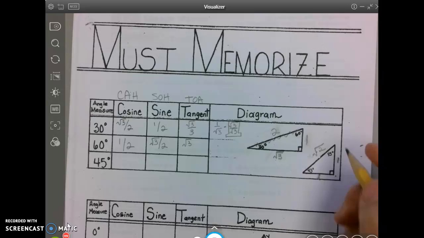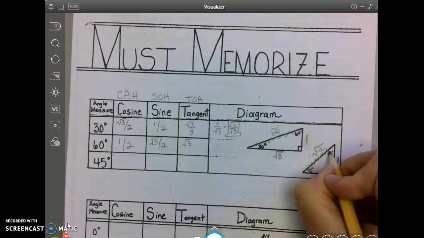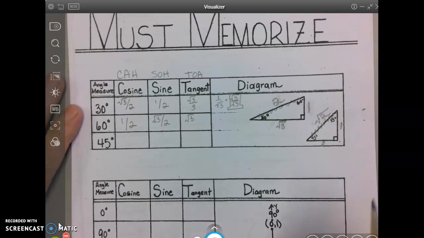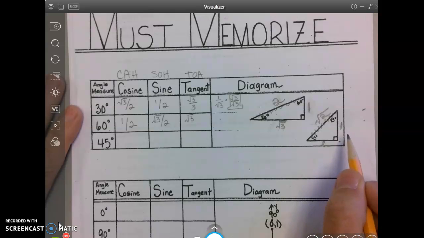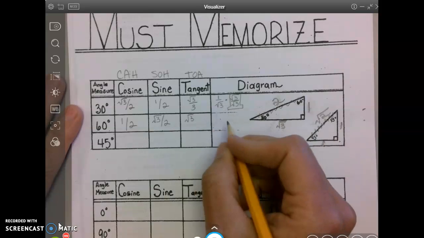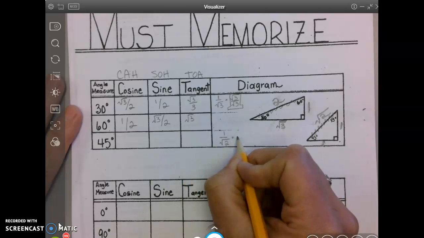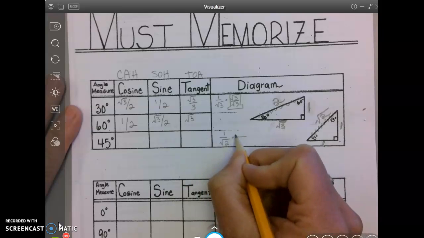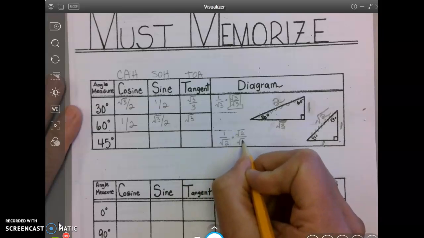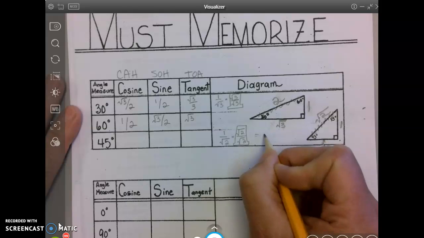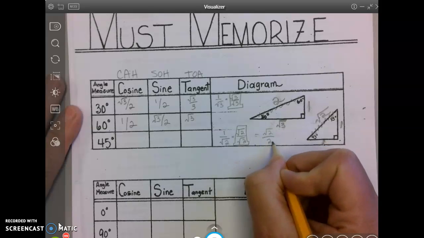So for my 45-degree angle, and this is my hypotenuse, adjacent is 1 over hypotenuse is square root of 2. So the cosine of 45 degrees is adjacent, which is 1 over the square root of 2. So when I have 1 over the square root of 2, I have to rationalize this denominator. You're not allowed to have a radical in the denominator. So I multiply by the square root of 2 over the square root of 2, which is just a giant number 1. And I get the square root of 2 divided by 2.